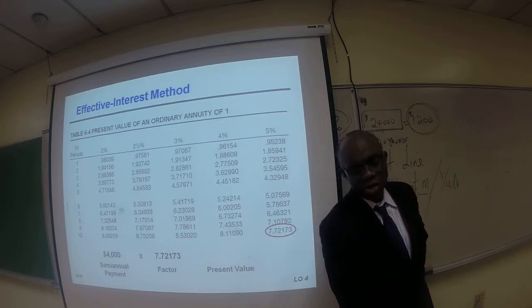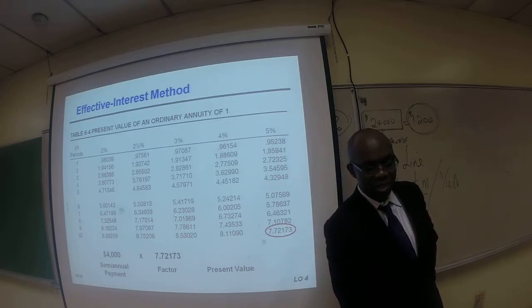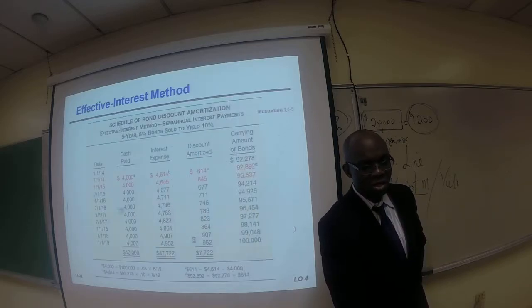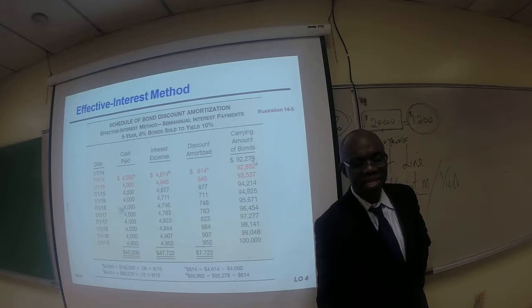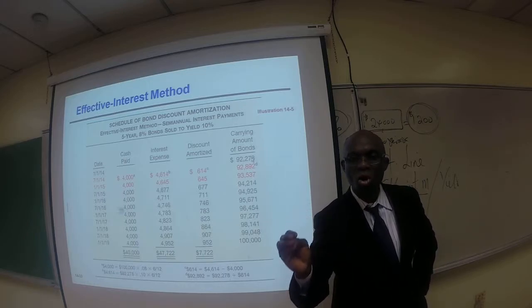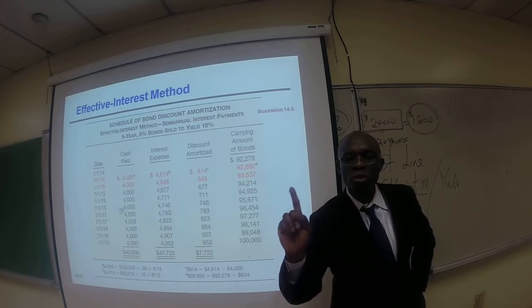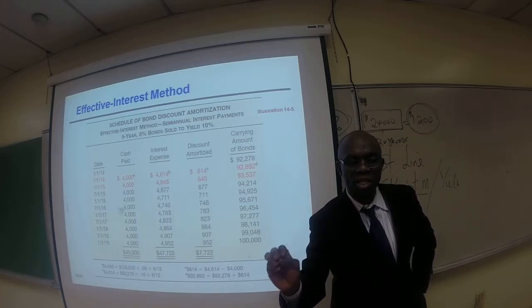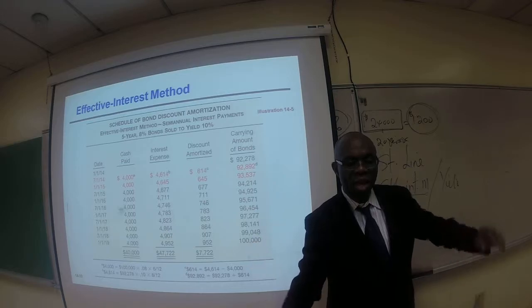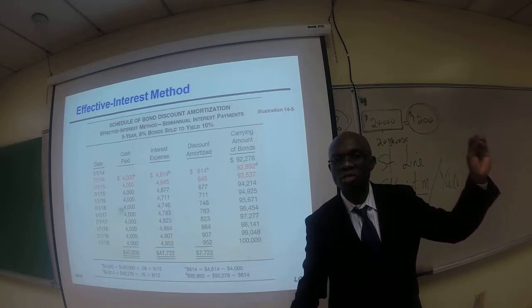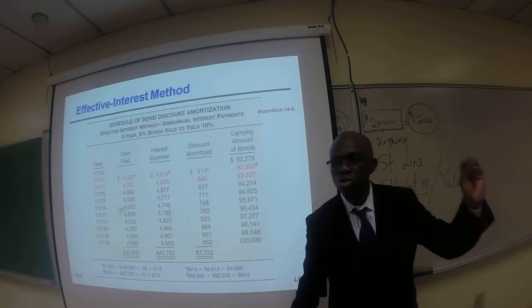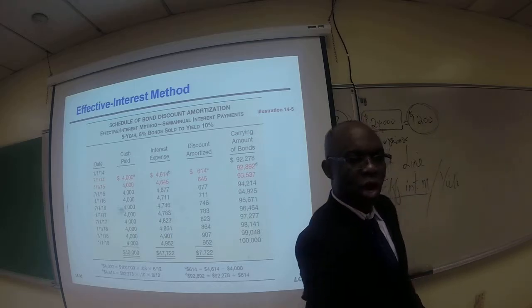In this case, it's an ordinary annuity. So 10, 5%, 7.7. Do that math, that will give you 30,000. So we add up the two and we come up with 92,278. That is how we came up with the price of the bond. So from the get-go, the price of the bond is 92,278. That means we are giving a discount of 7,722.